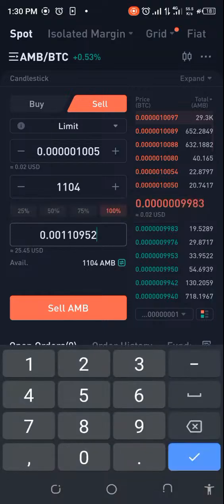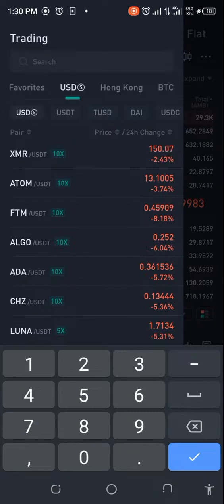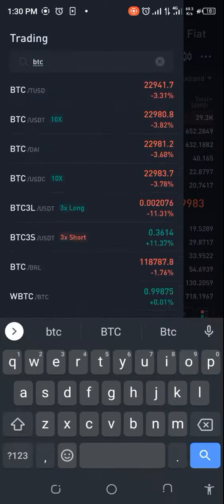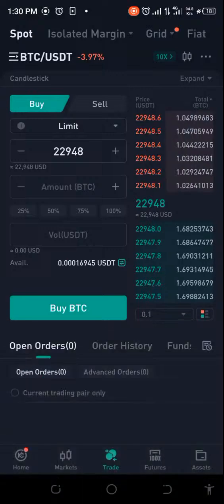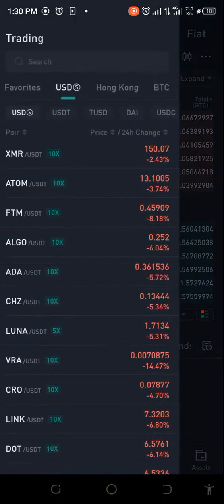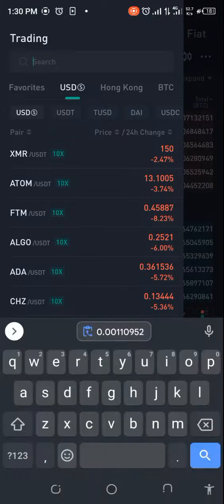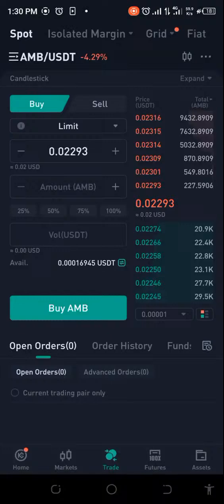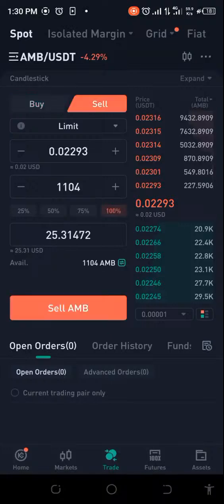So let's quickly check that out, and let's not waste too much time though. Let me just quickly check what that will give us. Okay, if there's gonna be profit, I do hope so. Okay, it looks like there's gonna be profit, so let's go ahead and do that quickly. But while I'm doing that, I also want to check AMB USDT. And then to check if we're going to sell this, what would we get?